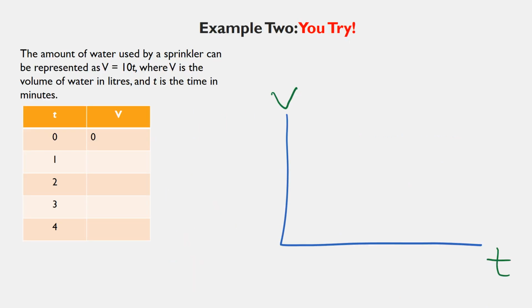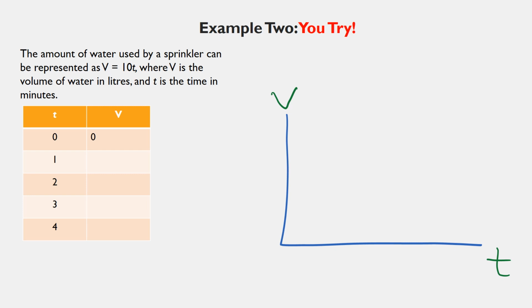Let's take a look at the next example. All right, so example 2. I'm going to have you guys try this one. The question says the amount of water used by a sprinkler can be represented as V equals 10T, where V is the volume of water in liters and T is the time in minutes. I'd like you to give it a shot on your own here, and then just unpause it when you're ready to see the solution.